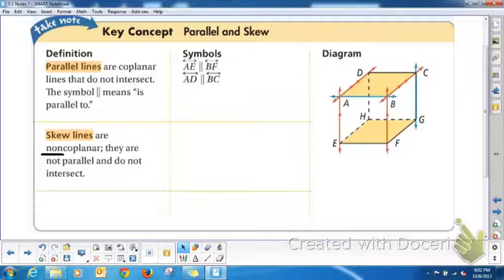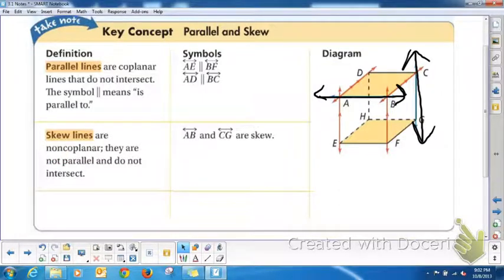Skew lines are non-coplanar. That means they are not together in the same plane. They are not parallel and they will never intersect. AB and CG are skew lines. AB is in the top plane, plane ABCD, and CG is in the side plane, BCGF. These two lines will never intersect. They are not parallel and they are not in the same plane. So they are skew. That's what we call those lines.